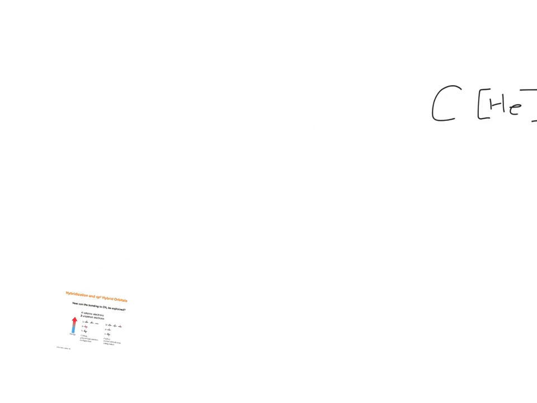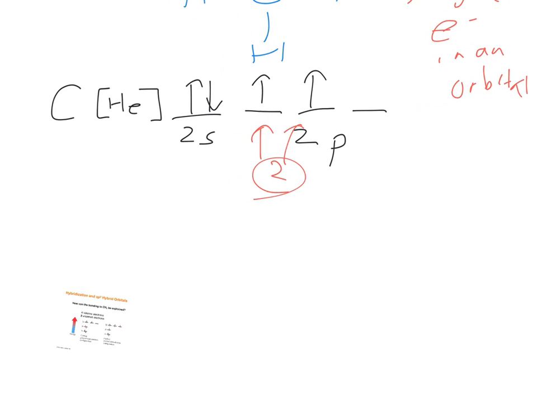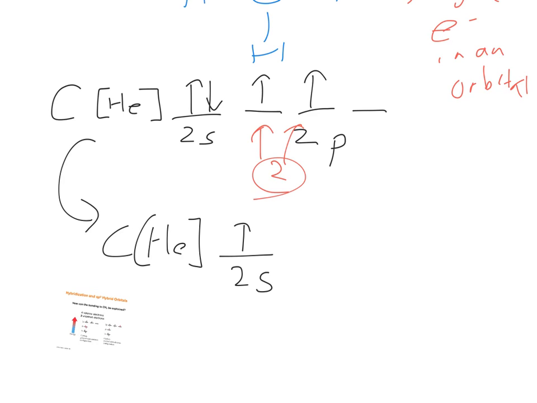What carbon does is carbon says, I have 4 valence electrons. I need to gain 4 more. In order to gain 4 more, I'm going to need 4 orbitals of equal energy. Well, if carbon took its 4 electrons in its valence shell and distributed them between each of its 4 valence orbitals, it would have 1 electron in each orbital.